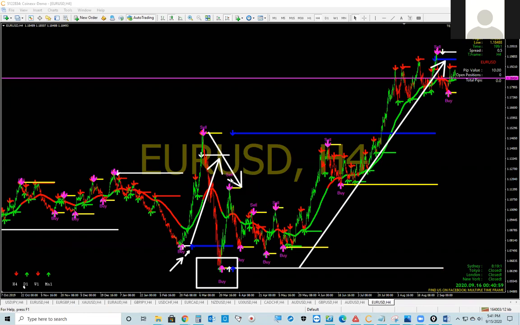This is a pullback. Look, what are we missing here? We're missing the weekly. That's it. So that's not good. Everything has to line up. Even on the buy side, you couldn't see all of it. They have to be lined up.